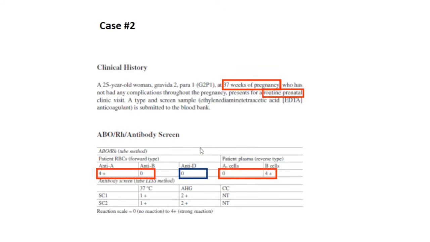The antibody screen shows reactivity on both screening cells at 37 and at AHG. Correct. So we're seeing weak, 1+ to 2+ reactions in both cells, and this could correspond with either an alloantibody or an autoantibody. We can't really tell based on these 2 screening cells. So what is the next step in the workup of this patient? So we would do a panel.